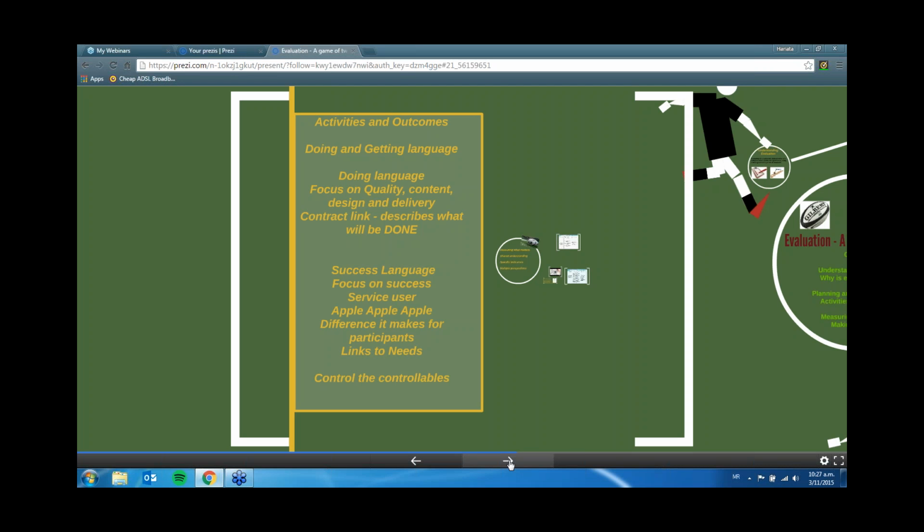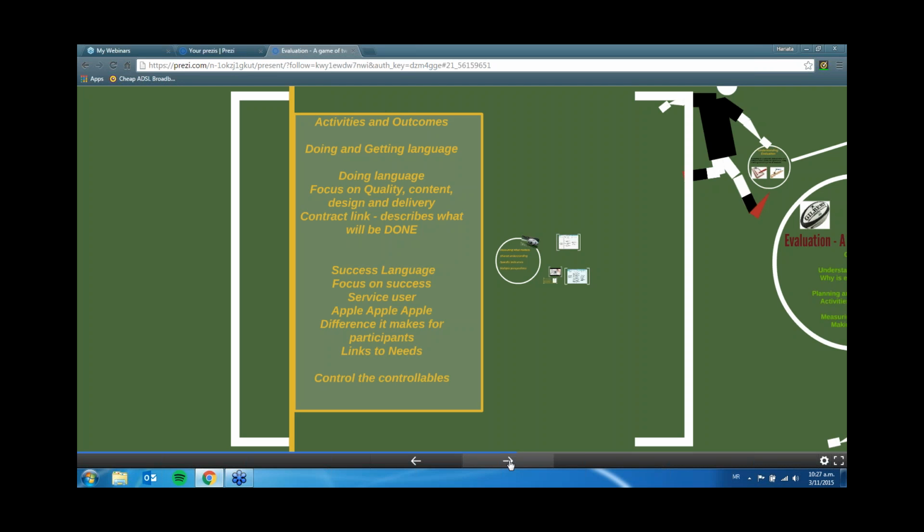So I've just got a bit more on the other side, which is your outcomes. When you're looking at outcomes, you're focusing on success language. So your focus is on the success for your service user and the difference that they have made as a result of participating in your program. So when you're measuring the success of a program, you're looking at the difference that it made to your service user.